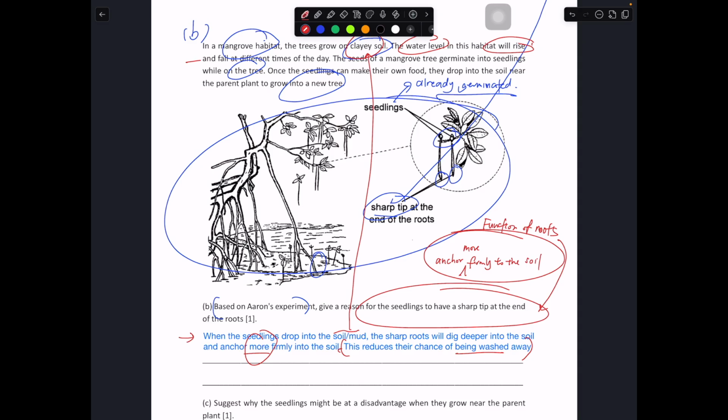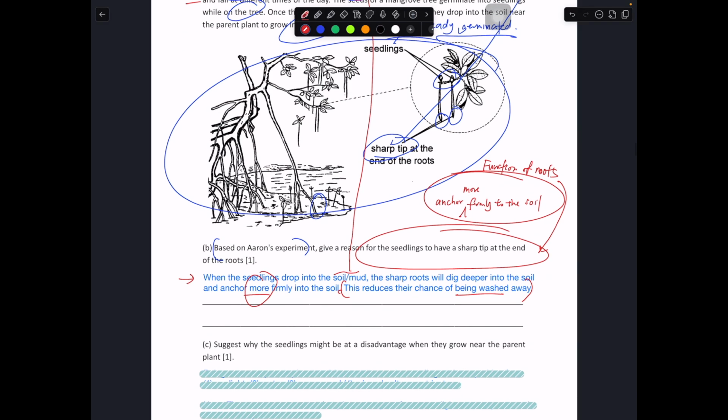So all this doesn't mean that if you have a sharp tip, you will always anchor firmly. But if you don't have it, the chances of it being washed off will be much higher. So that's why we will not use the word prevent. We will say reduce their chances of being washed away by the water. If you want, you can add this in. So the main idea is all here.